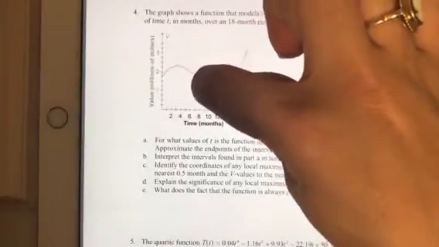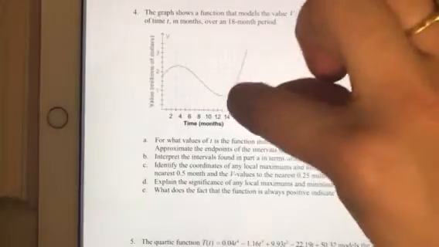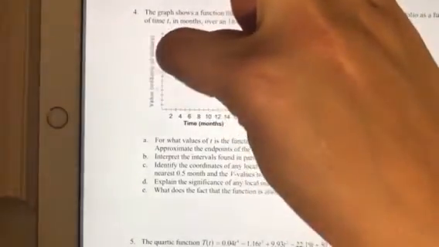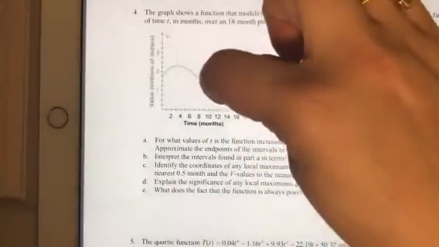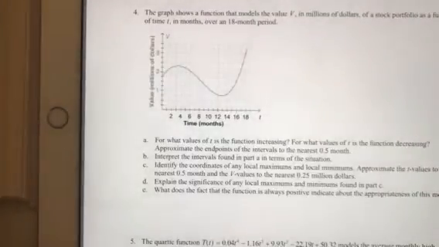Then we go downhill. And then right about here, so let's say 13 to 18, it's increasing. So for what values of t is the function increasing? For what values of t is the function decreasing? So we were going up, then down, then up. So we have 2 periods of increasing, 1 of decreasing from 3 to 13 months. And that's what you've got.